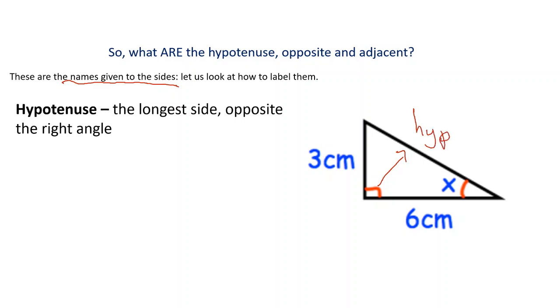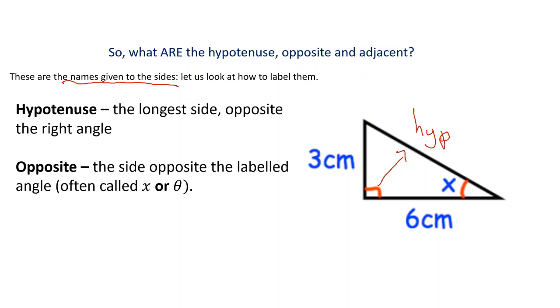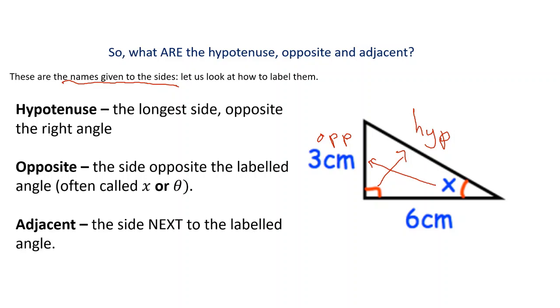Okay. Next bit, the opposite. So the opposite is the side opposite the labelled angle. So here my angle is labelled X, and this side is opposite it. This is the op. And then down here, the final side is called the adjacent. And that word adjacent means next to. And so we can see here that this side 6 is next to the X. So this here is the adjacent. We'll do a couple more examples of labelling now.